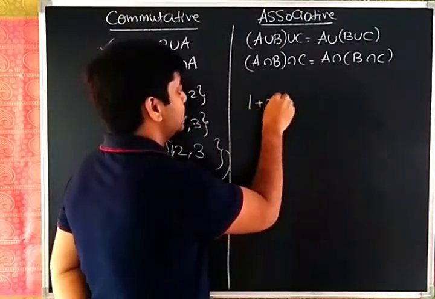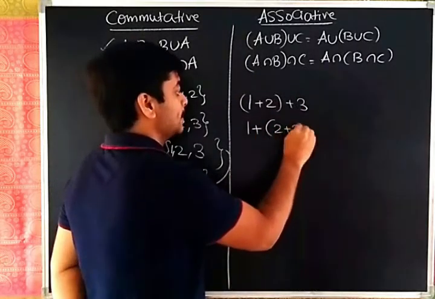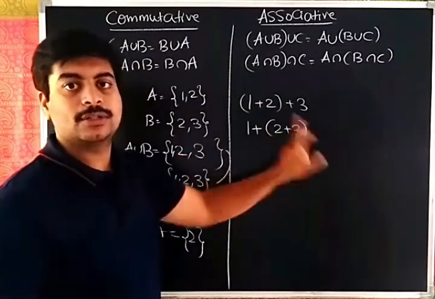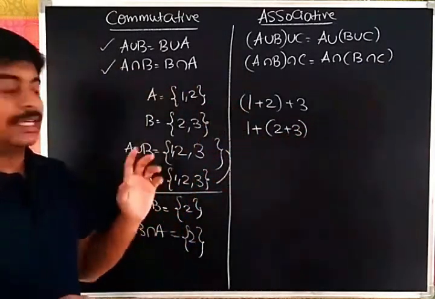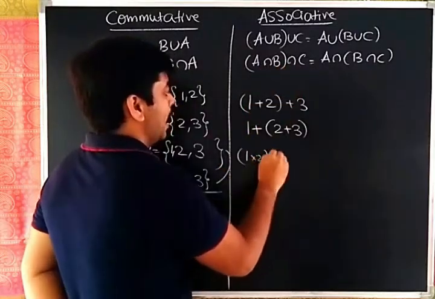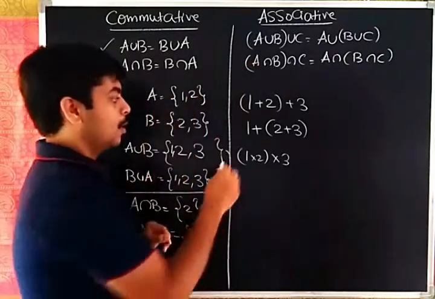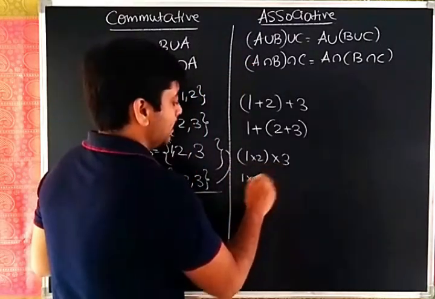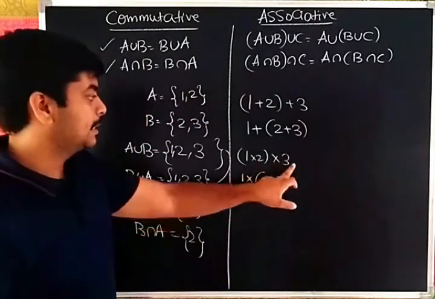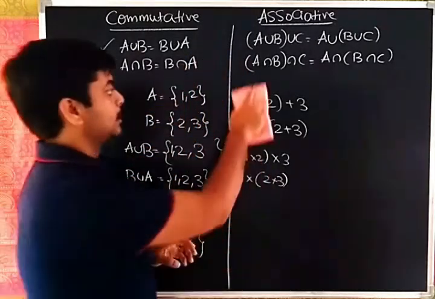You add 1 plus 2 and then to 3, or you add 1 to the sum of 2 plus 3. Anyway, both of them will give the same answer. Here also we get 6. Here also we get 6. So you are getting the same answer. In the same way, for intersection, let us say 1 into 2, I am just bringing equivalent terms in the normal number system. 1 into 2 into 3 or 1 into 2 into 3. Are these two same? Yes. It is also 6, it is also 6.